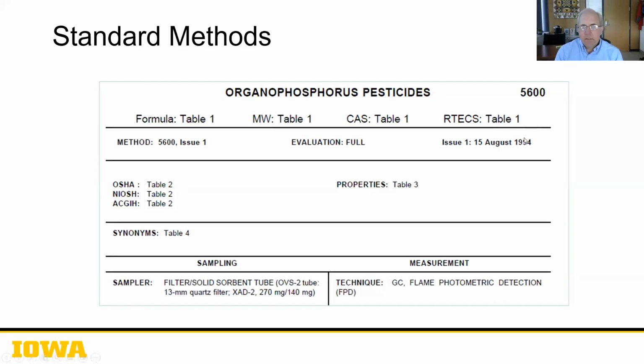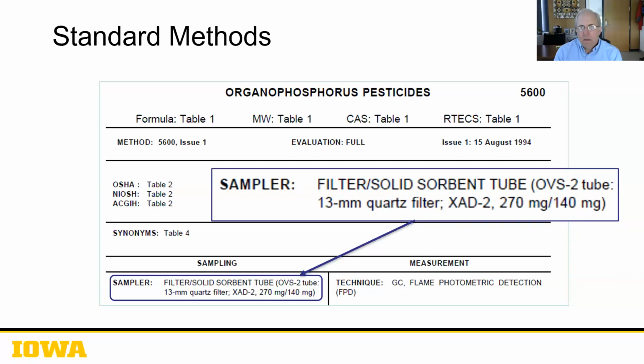Again, we're trying to isolate out these sampling devices, and a classic one for organophosphorus pesticides is NIOSH method 5600. You see down here at the bottom left, the sampler is specifically stated. I'll blow it up for you here. It talks about a filter/solid sorbent tube, OVS-2 tube. It has a 13 millimeter quartz filter with XAD-2 sorbent media in two different stages, at 270 milligrams and 140 milligrams. So now it's like, what is this OVS-2?